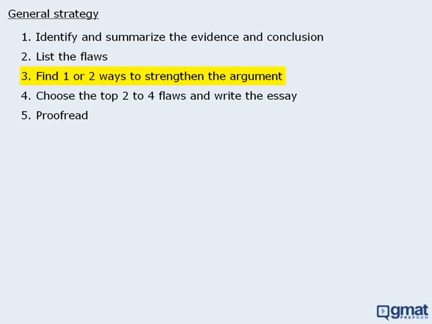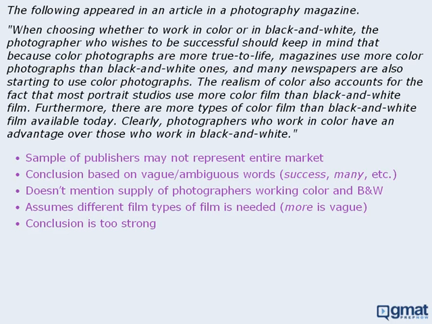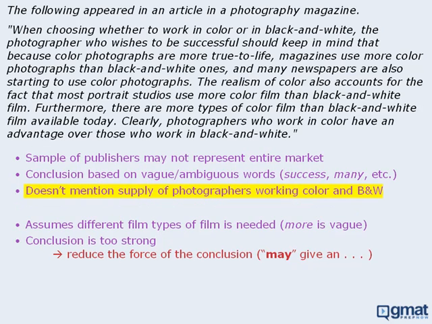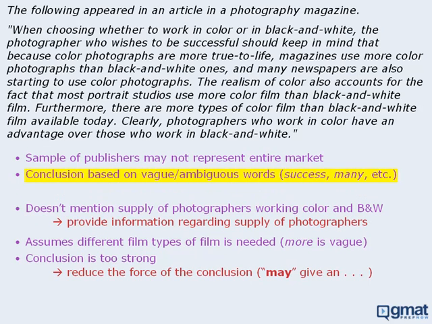For example, if the author's conclusion is too strong, we might suggest that the author reduce the force of the conclusion. So in our example, the argument could be strengthened if the author were to conclude that working in color may give a photographer an advantage. When it comes to this flaw regarding the unknown supply of photographers working in color, we can suggest that the argument could be improved by providing this information. The problem regarding the use of vague or ambiguous terms can be fixed by using more specific terms. Now keep in mind that you need not suggest a fix for every flaw. 1 or 2 fixes for your essay will suffice.